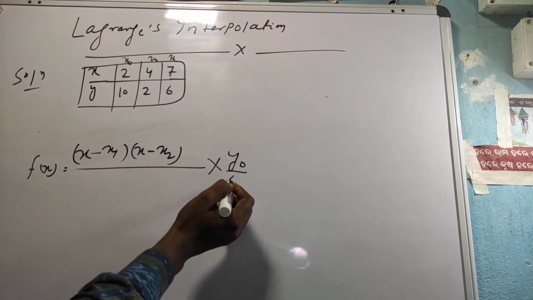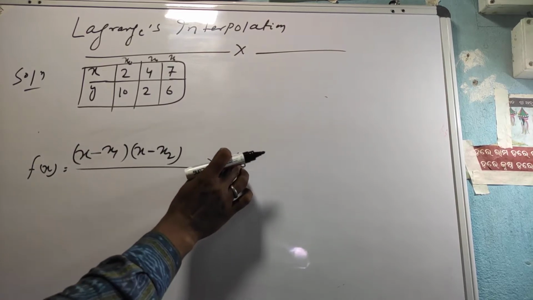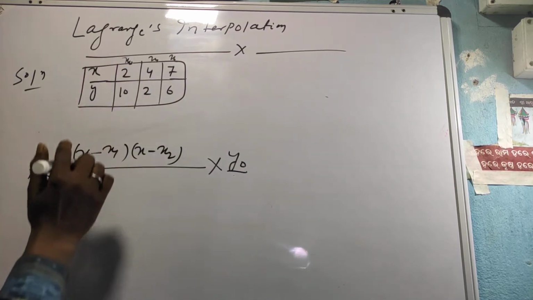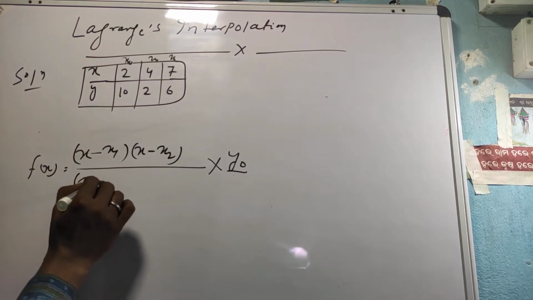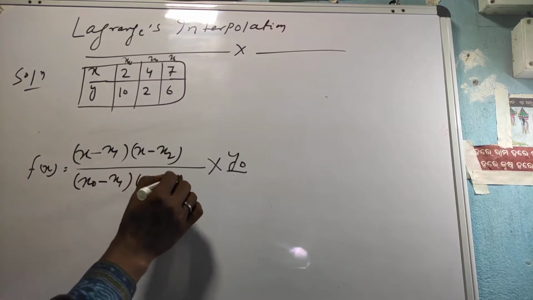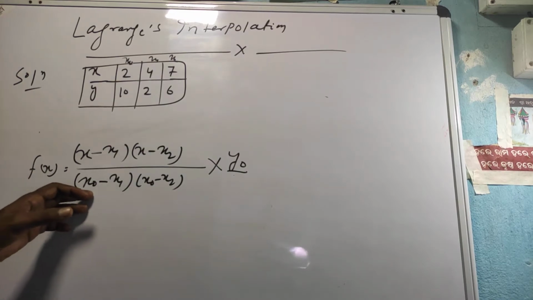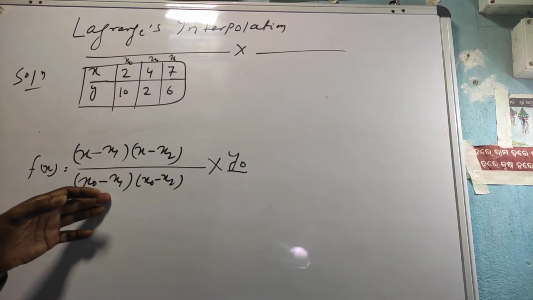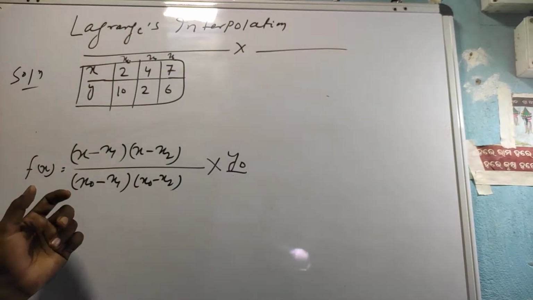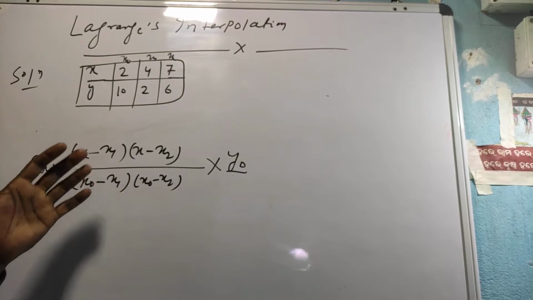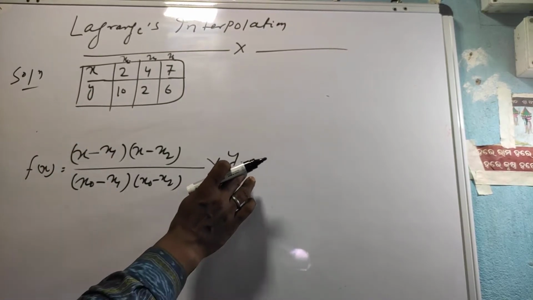So y0 over 1, we write it, and y0 means the numerator side. Corresponding to y0 the term is x0, so in the denominator we subtract x0 minus x1 and x0 minus x2. In the denominator we subtract x0 from the other terms, but do not write x0 minus x0. If x0 minus x0, what is the value? 0. So everything would become 0. This is the first term.